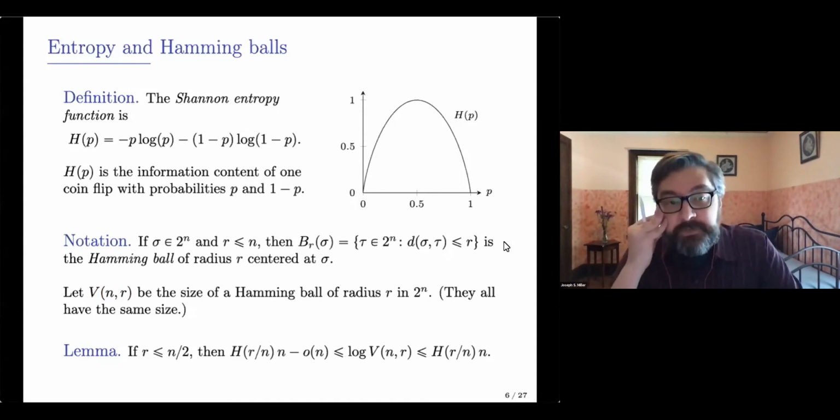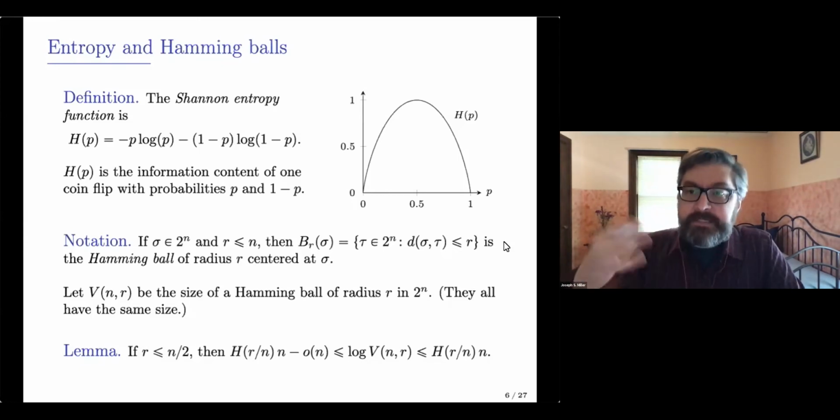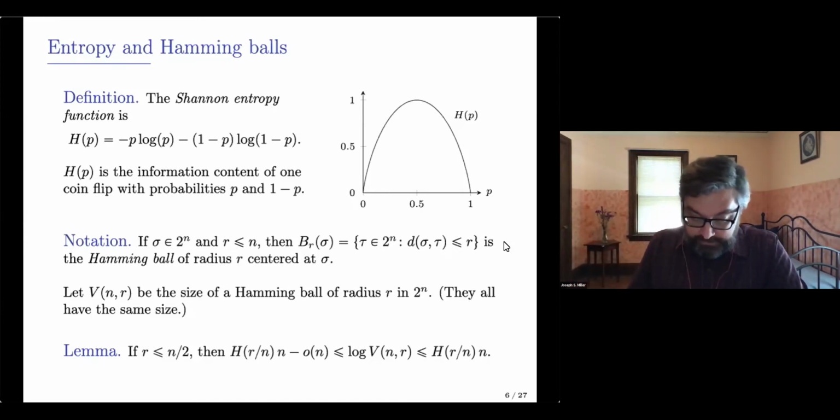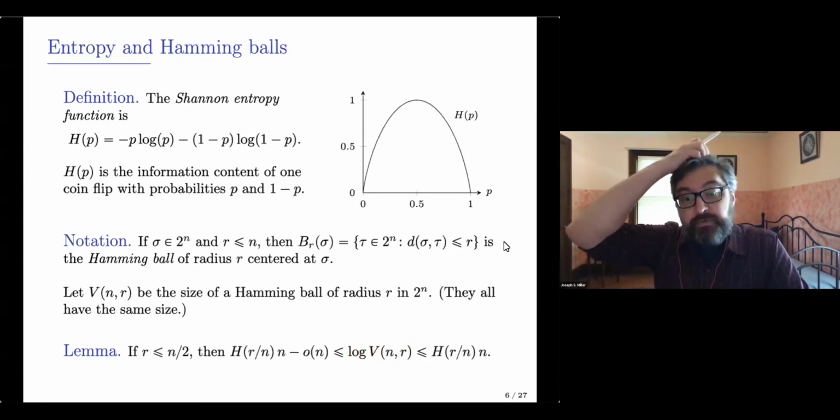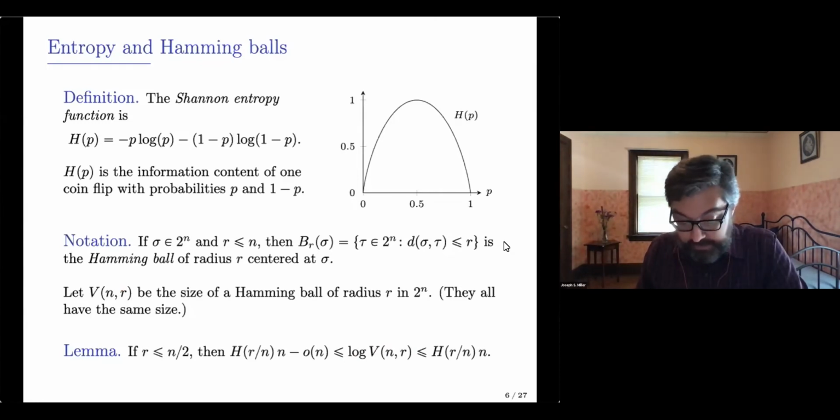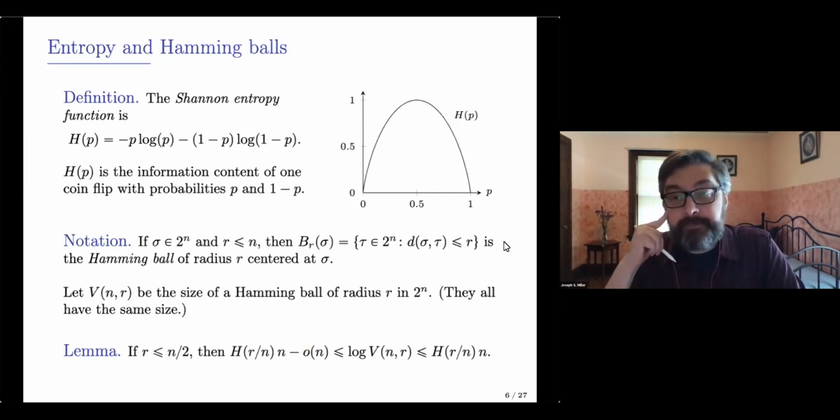Okay, so what's the connection between the 2 things I just introduced? Well, if r is less than n over 2, so if the radius isn't too big, then, and here's the important part, the log of V_n,r is approximately equal to h of r over n times n. It's less than or equal to that, and greater than or equal to that, up to a little o of n term. Actually, it's going to be logarithmic even. Oh, is it? Yeah, I think it's logarithmic.